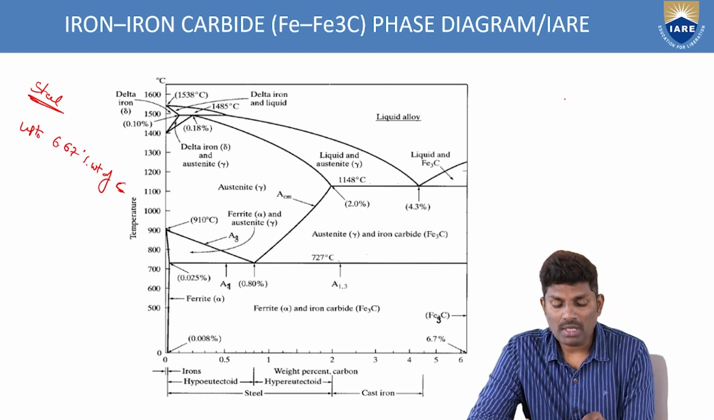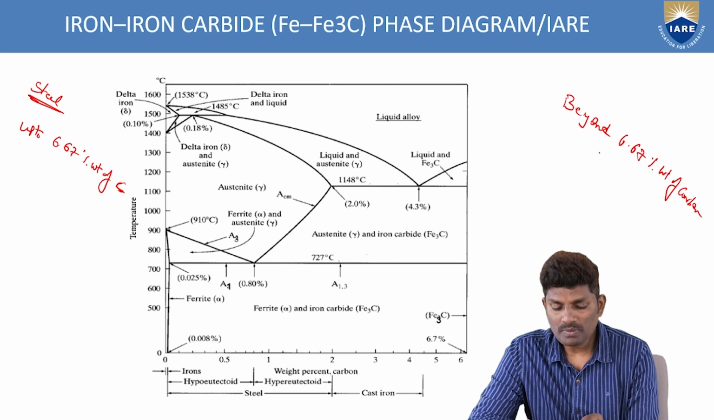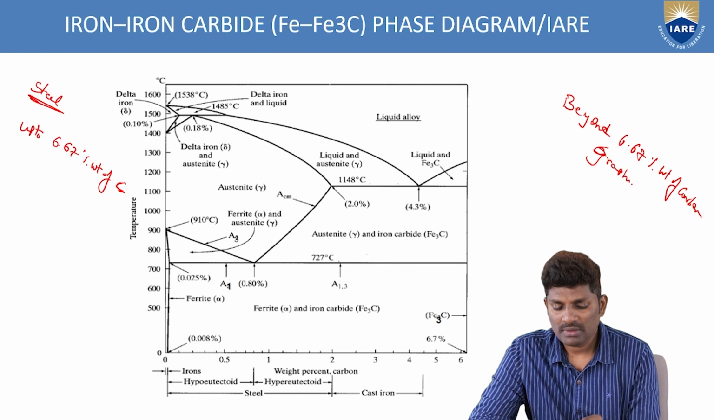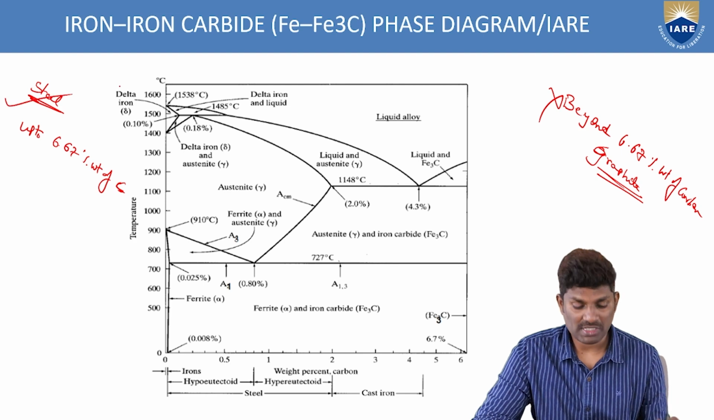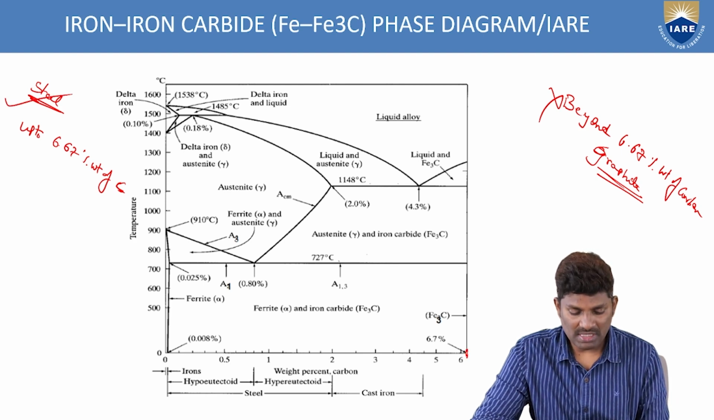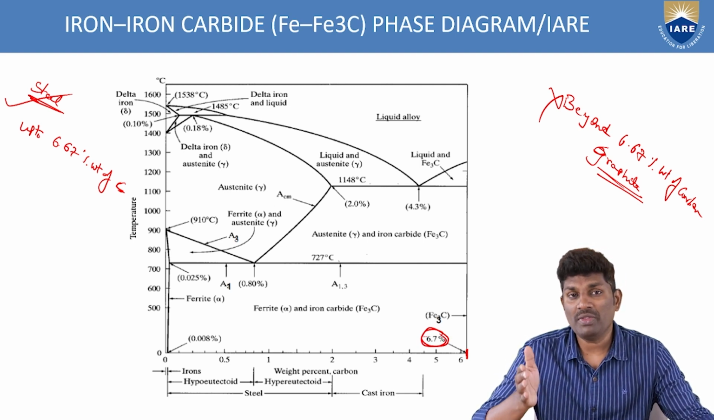If you cross that, beyond 6.67 percentage of carbon, it is not steel, it will be graphite. This we are not considering; we are only considering up to 6.67 percentage. That's why, if we see here, this is 6.67 percentage, and only up to this point are we considering the iron carbon phase diagram.